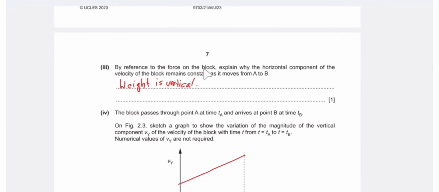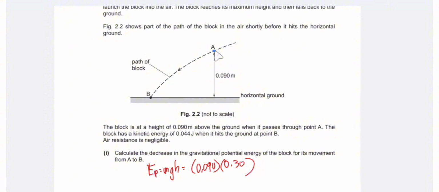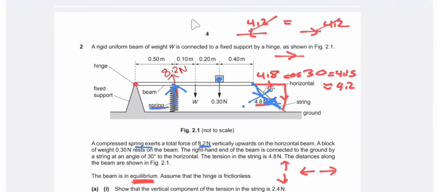With reference to the force on the block, explain why the horizontal component of velocity of the block remains constant as it moves from point A to point B. So why is the horizontal component of velocity constant? For this block, the only force that is acting on the block is its weight, that is 0.30 newton, which acts vertically downward.